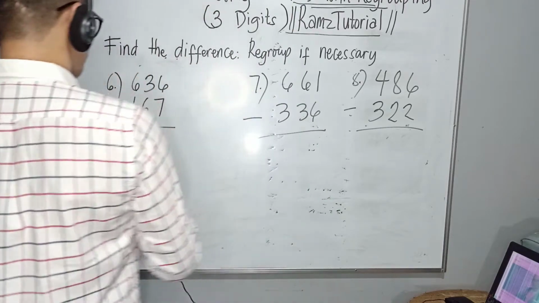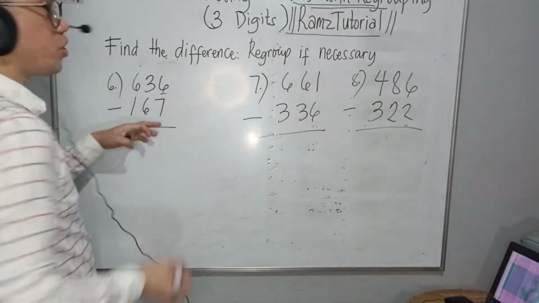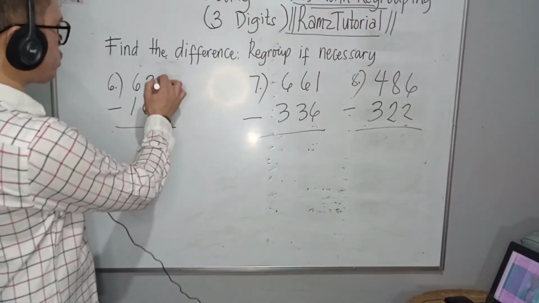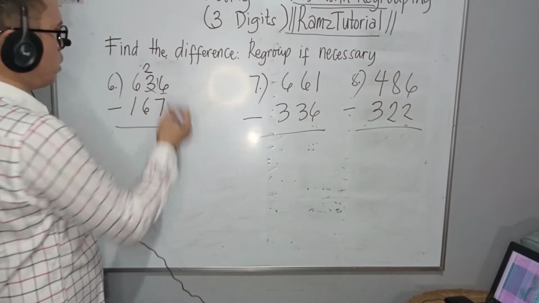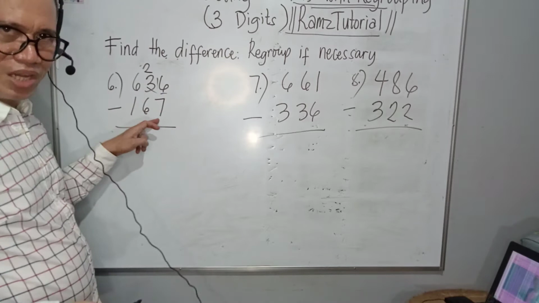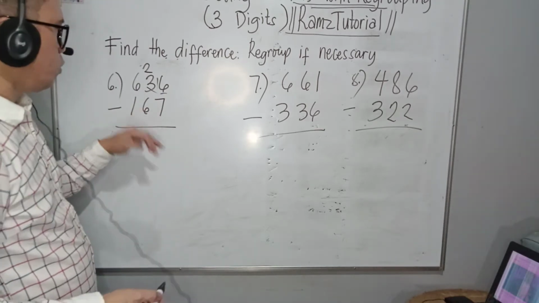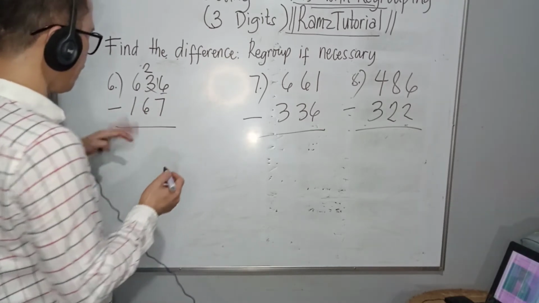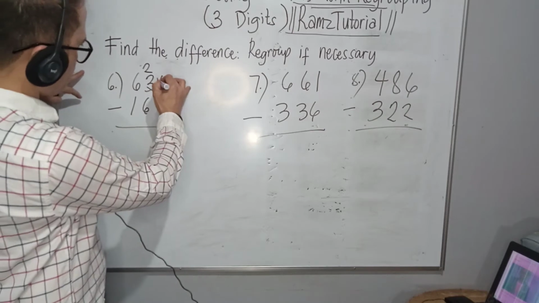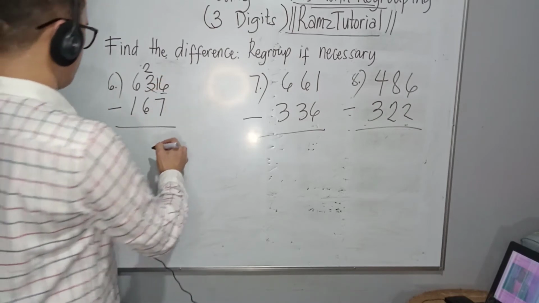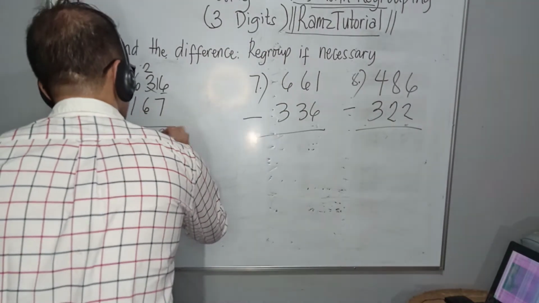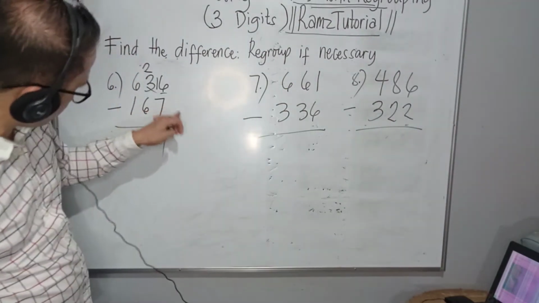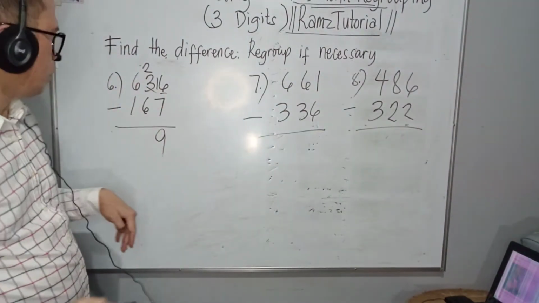Okay, let us continue. 6 minus 7 cannot be, guys. So 6 becomes 16, borrowed from 3. 3 becomes 2. 16 minus 7, guys. So we're going to write the answer here. Remember, 6 becomes 16. It should be in the proper column.